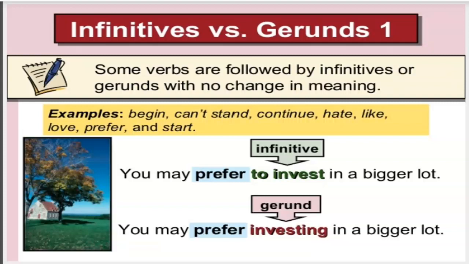You may prefer to invest in a bigger lot. You may prefer investing in a bigger lot. In the first case, we see to invest is the infinitive. In the second case, it is used as a gerund by adding ing, but both these sentences mean the same. To invest and investing in a bigger plot, there is no difference in meaning in these two sentences. So in the first case, we find that infinitives and gerunds can have the same meaning in the sentence.